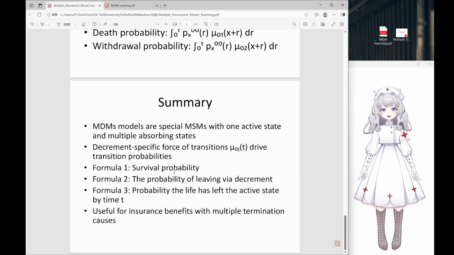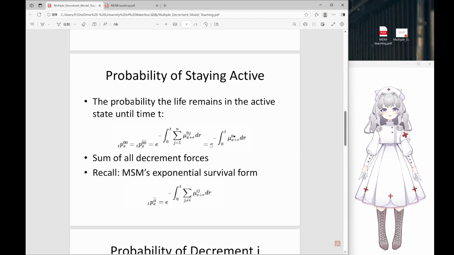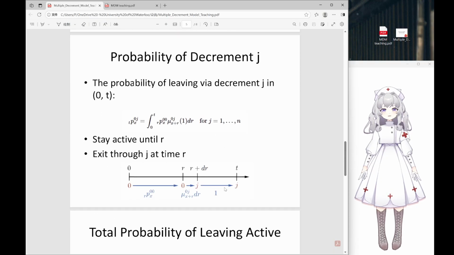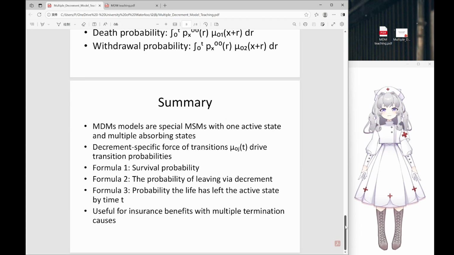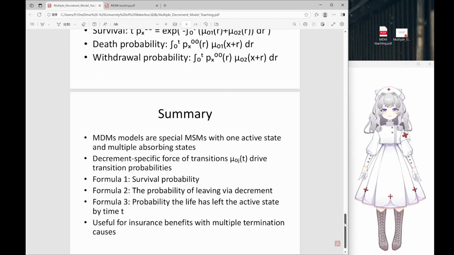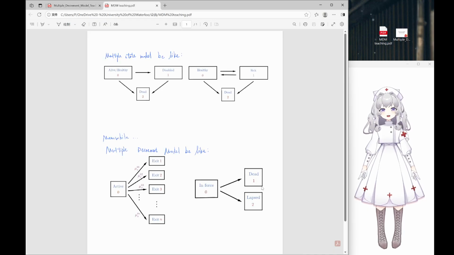The first is calculating the survival probability, with all the forces of transition added together and put in the exponent. And we also have the probability of leaving via decrement j, which is a very, very important principle here. And the third is the probability the life has left the active state by time t, which is the total probability. These are very useful in research on benefits with multiple termination causes, like this one, death and lapse.